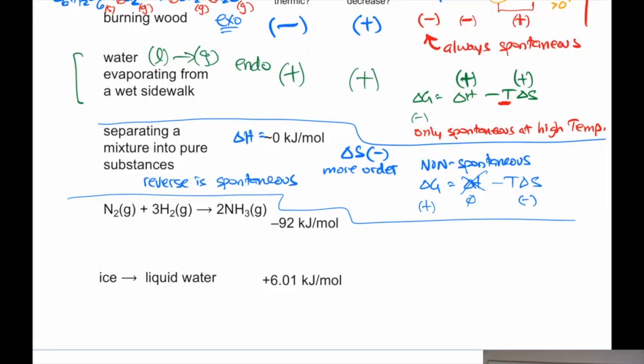Okay? Why don't you guys, as a group, let's work through this next one. Nitrogen gas combines with hydrogen gas to form ammonia. Here's the delta H of that reaction. I'm telling you, it's negative 92 kilojoules per mole. So let's go ahead and figure it out. Is this going to be spontaneous or non-spontaneous?